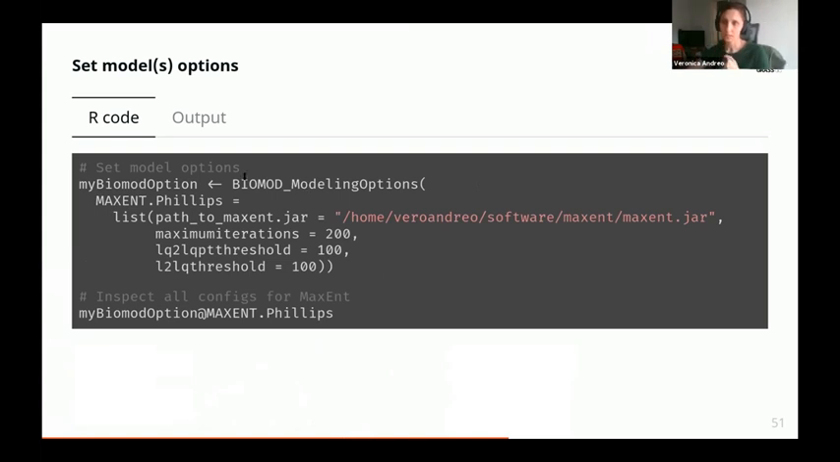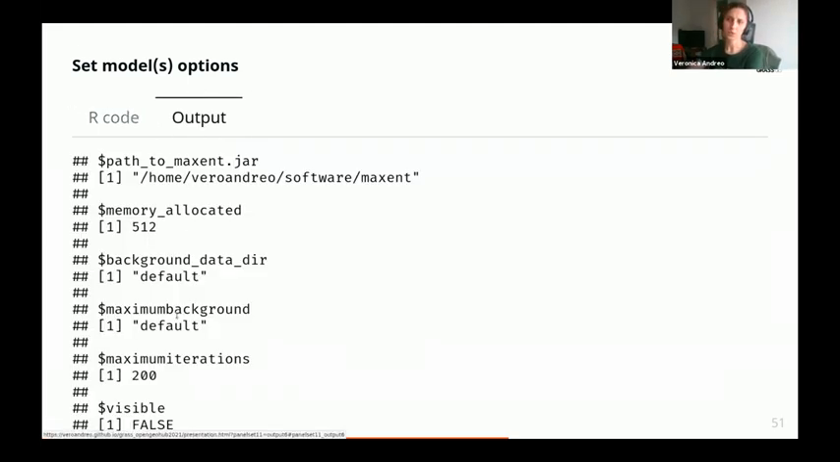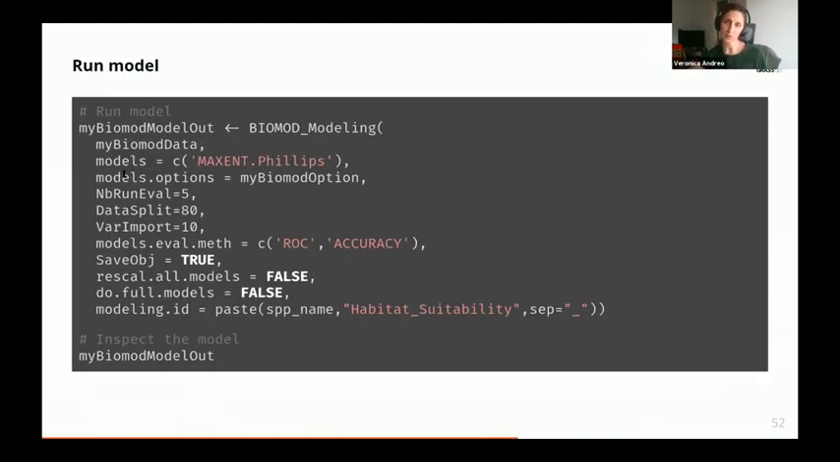Then we need to set some configurations for the model that we will use. In this case, since we will use Maxent, we need to provide the path to the Maxent jar file, and some other settings like the number of simulations and so on. And this is just a summary of this object. And then we basically run the modeling.